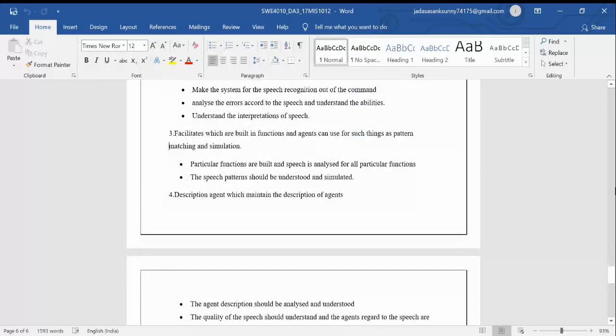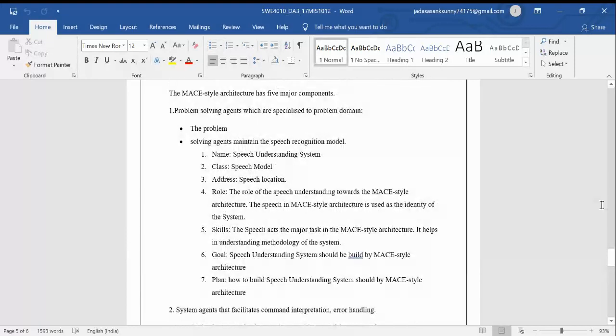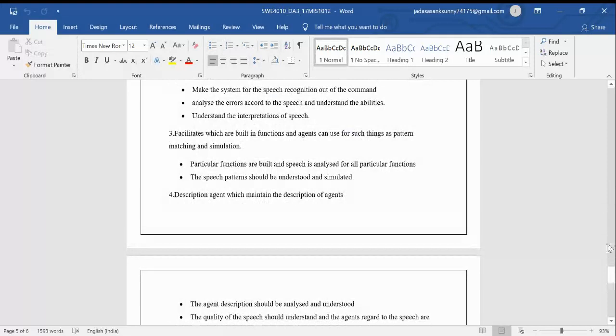The second step is the system agents, which facilitate the command. The system agents are out of the command. They analyze the errors according to the speech and they understand the abilities. The third step is facilitates, which are built-in functions. The built-in functions are facilitated and the patterns are matched. And finally, you can get a better system.